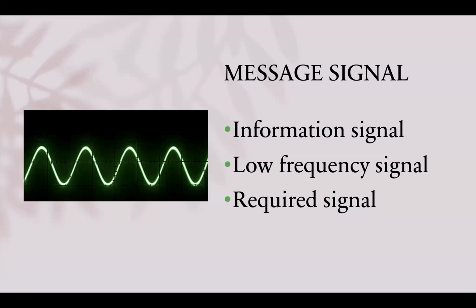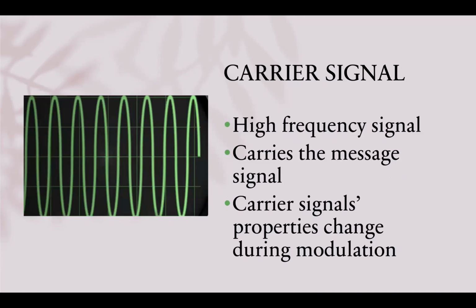So, when this message signal has to be transmitted from the transmitter to the receiver, it is very difficult to transmit because low frequency signals do not get transmitted over long distances. So, if I have to transmit my voice signal over a longer distance, it is not practically possible. So, what do we do? We try to transmit this signal with the help of a carrier signal.